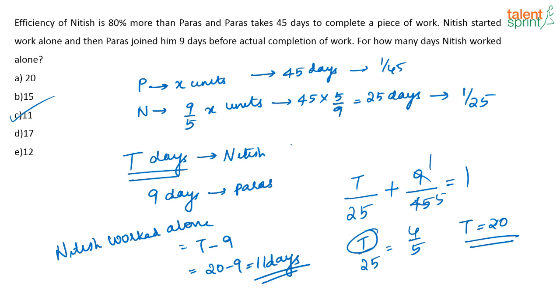That is option C. So Vidya, I hope it is clear. You have given the answer as 20. 20 is the total number of days in which the work is completed. We are looking for the number of days Nitish worked alone, and that will be 11.